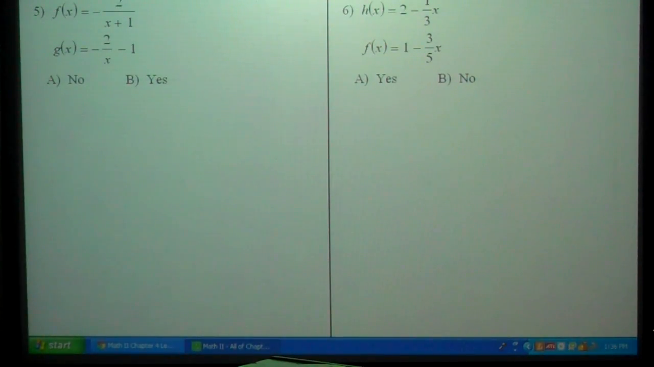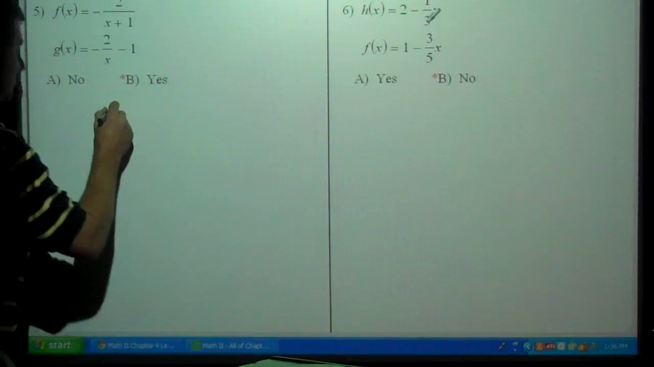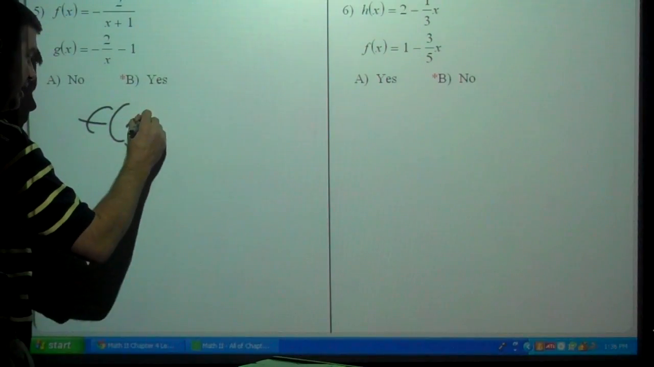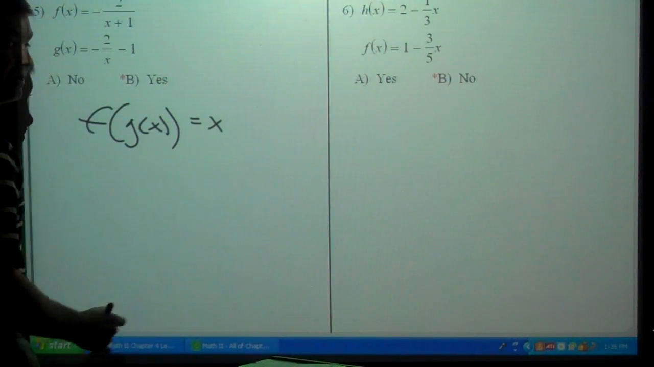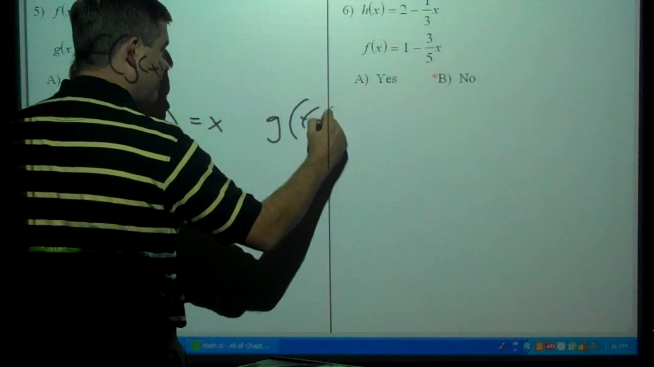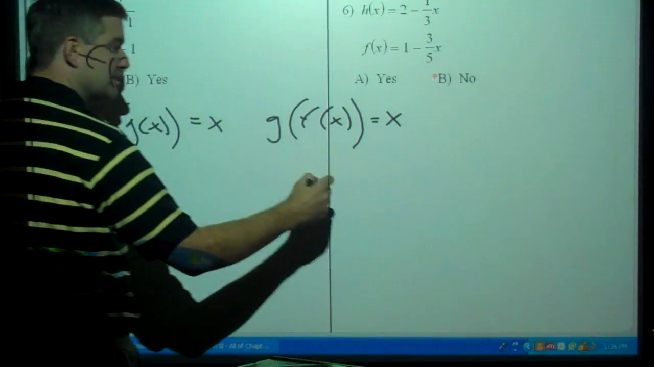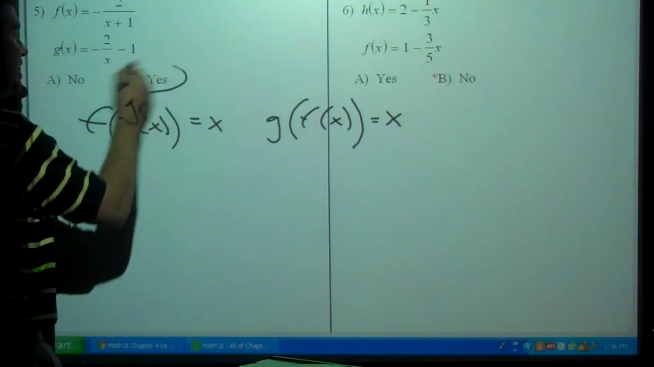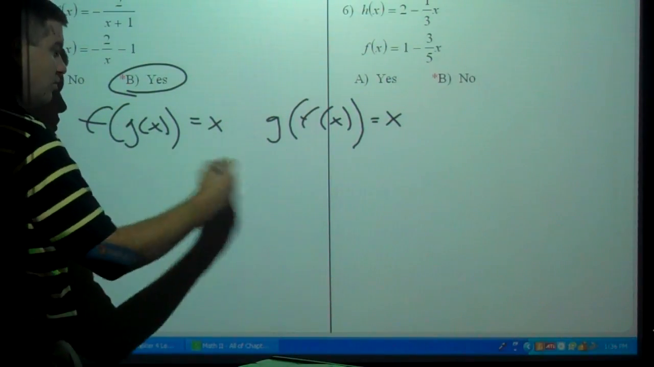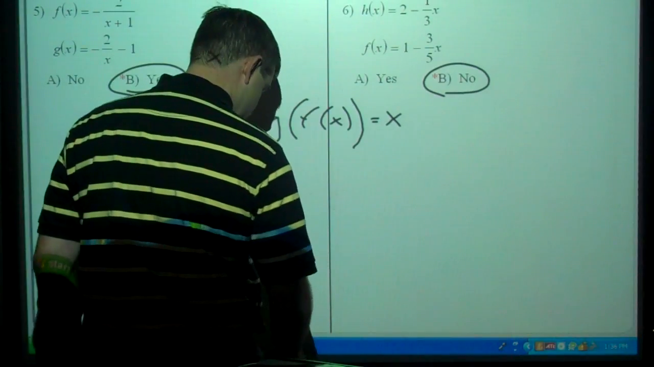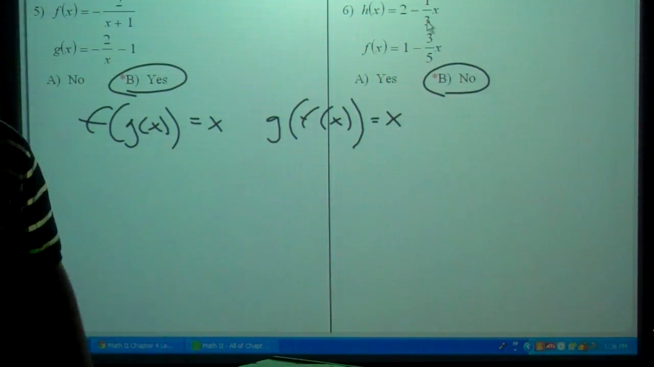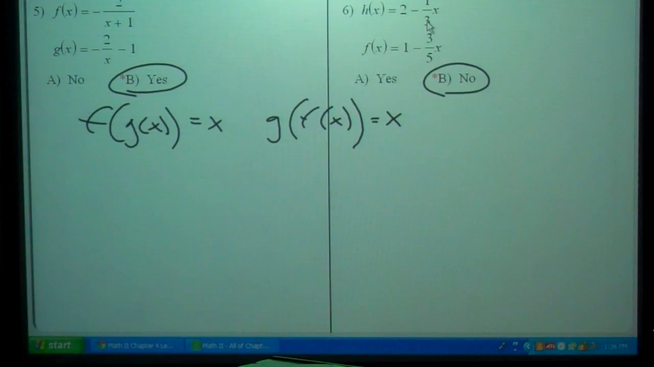3, 2, 1. Correct answer is yes on this. These are inverses. This one is no. They are not inverses. Remember, the way that you do this is you say f of g of x had better equal x, and then g of f of x had better equal x. If this equals x and this one equals x, then you can say yes. If they don't equal x, then you have to say no. If one or the other one doesn't equal x, then you say no. Alright, moving right along.